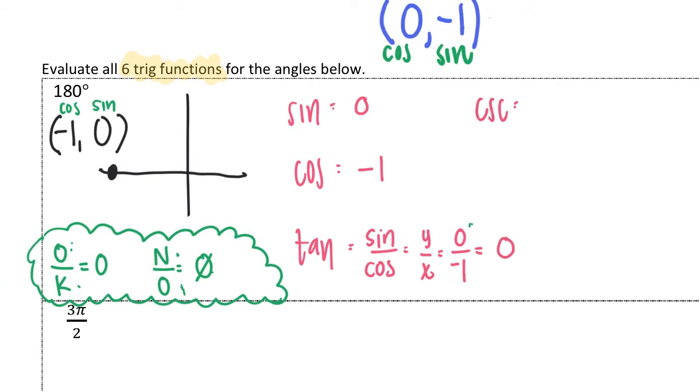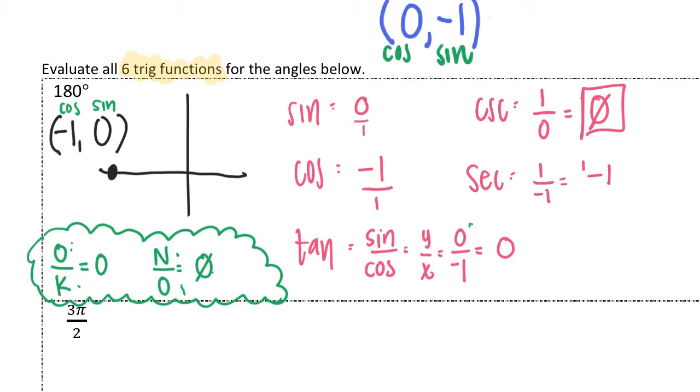Cosecant is the reciprocal of sine. Now you'll think of that 0 that you see over to the left as over 1. If we take this 0 over 1 and flip it over, we get 1 over 0. 1 over 0 is undefined. So the cosecant at 180 degrees is undefined. The secant is the reciprocal of cosine. Remember, you can take that cosine and stick it over 1. It's a whole number. So we get 1 divided by -1, which is -1.